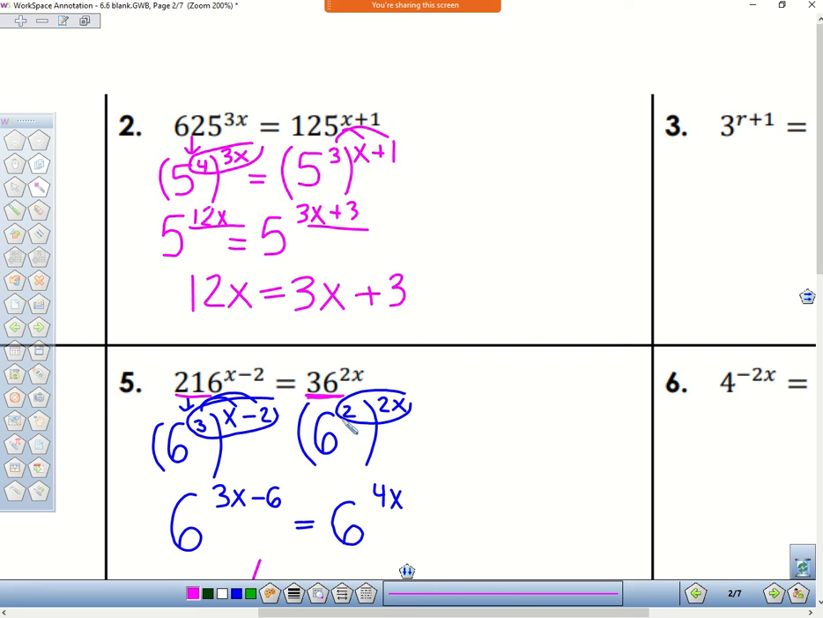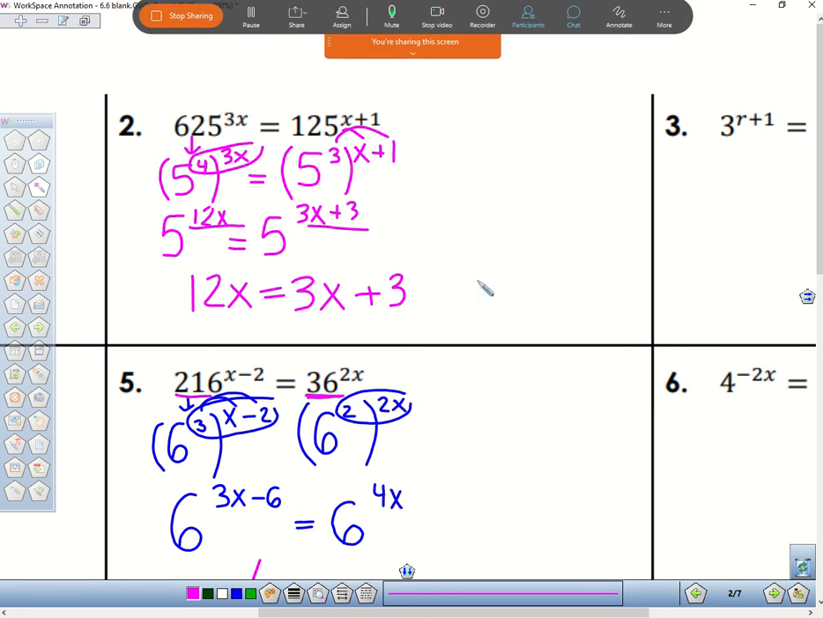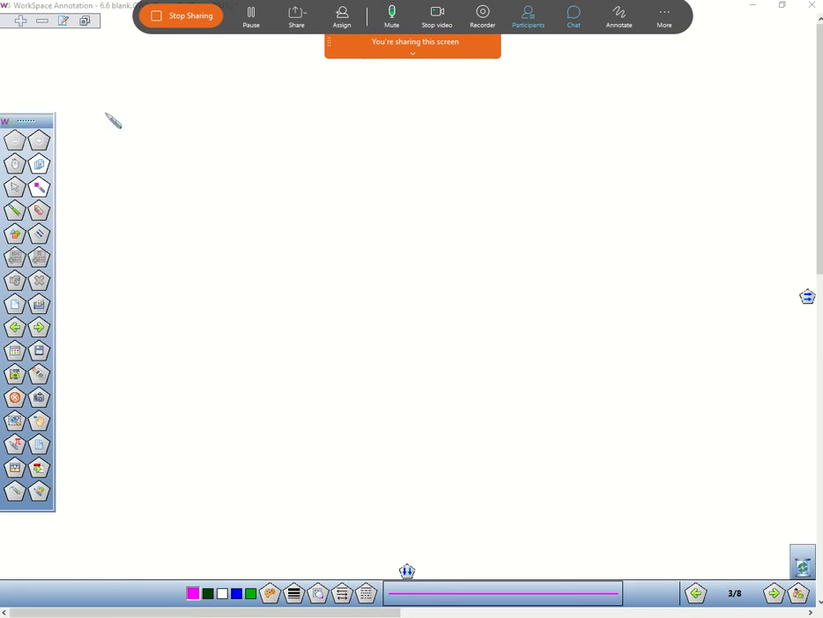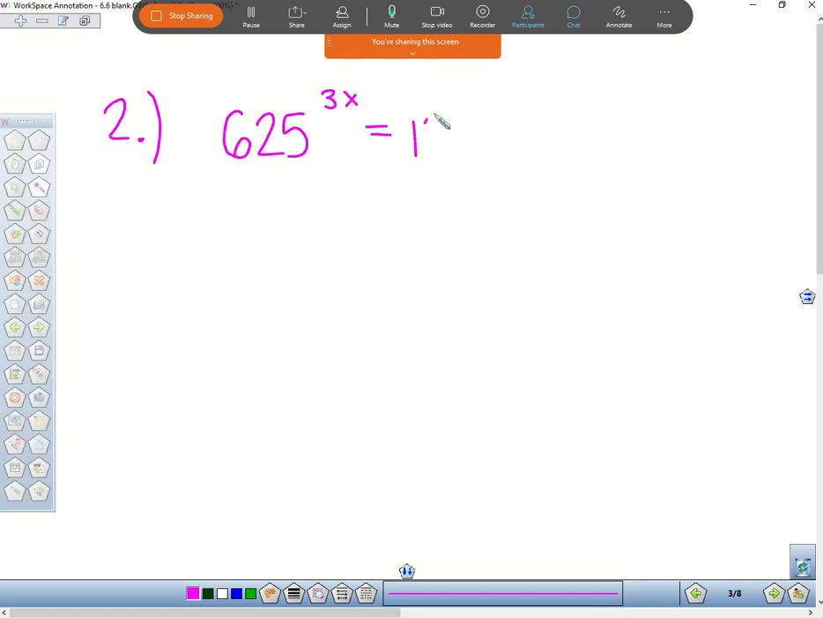But I can show you how you would do it if you couldn't figure out what to change the base to and you wanted to use logs. So take a second to get this down, and then I'll go to a blank page to do that. So number 2, done another way, you guys are going to have to remind me what it was. It was 625 to the 3x is equal to 125 to the x plus 1.